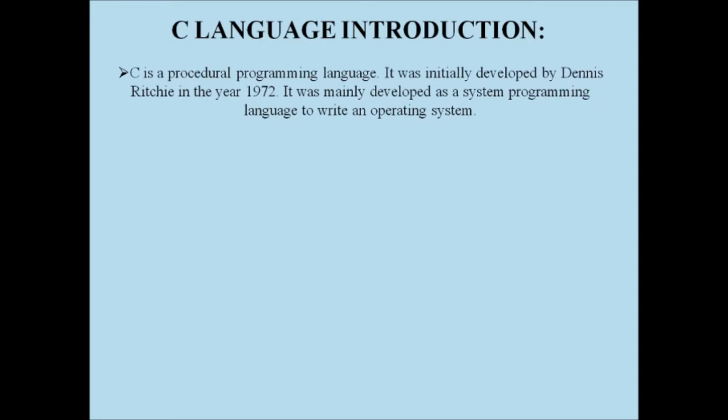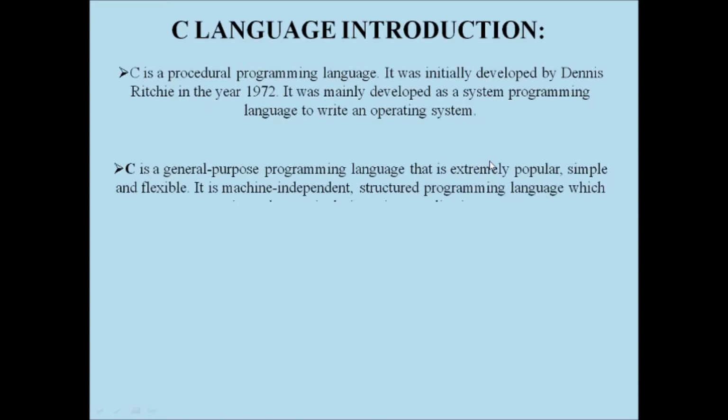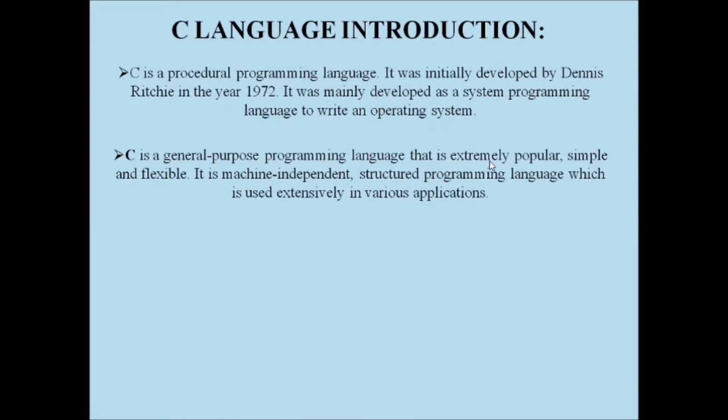In the first point, the language C was developed by Dennis Ritchie in the year 1972. It was mainly developed to create an operating system, and later it was used for other purposes. The language is called a procedural programming language, and also a general purpose programming language. Why is it called general purpose? It is popular in many places.